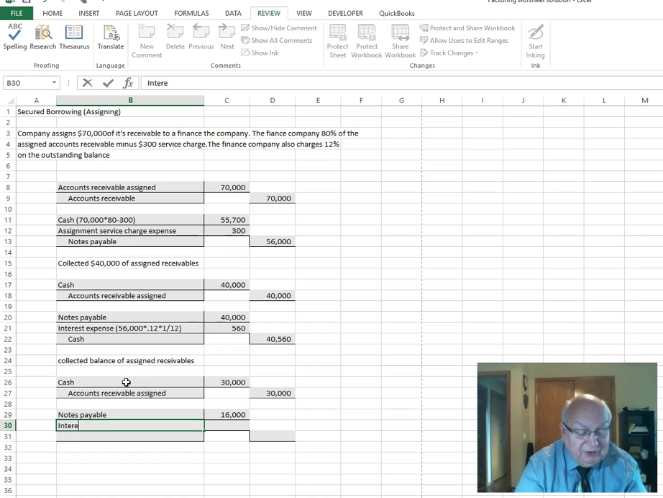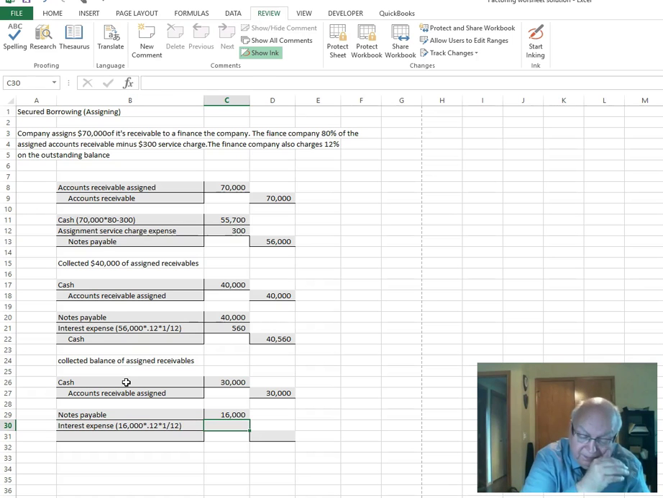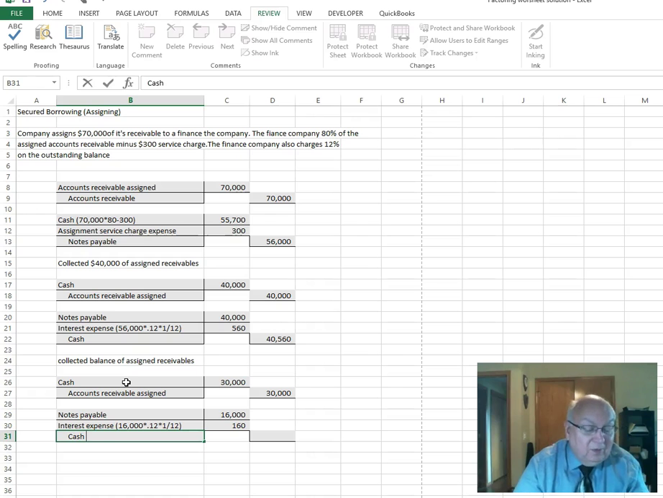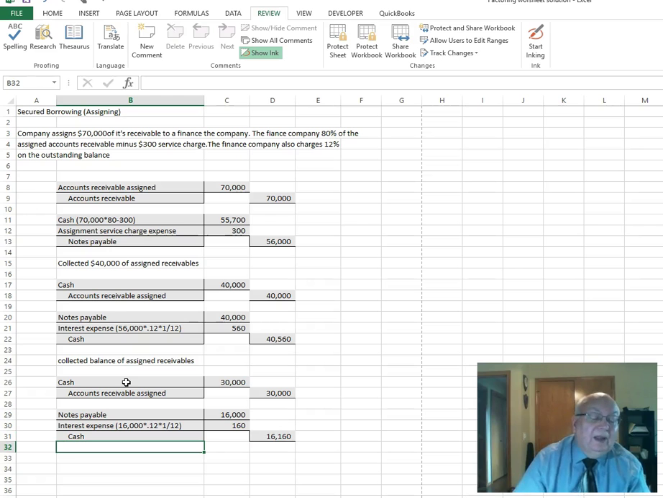So the interest expense, remember the interest expense also is calculated on the unpaid balance. The unpaid balance was $16,000 times 0.12, again times 1 divided by 12, because it's another month. Okay? So over here we have equal 16,000 times 0.12 divided by 12, which is $160. So cash will be for $16,160. Okay, that is assigning accounts receivables.